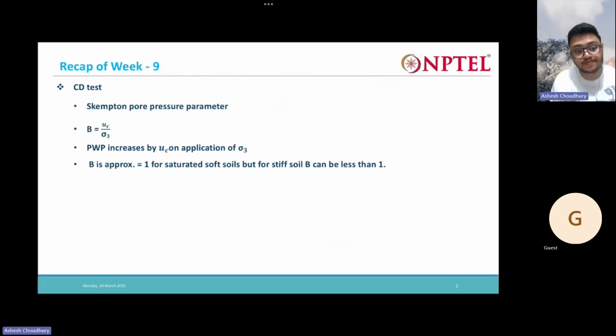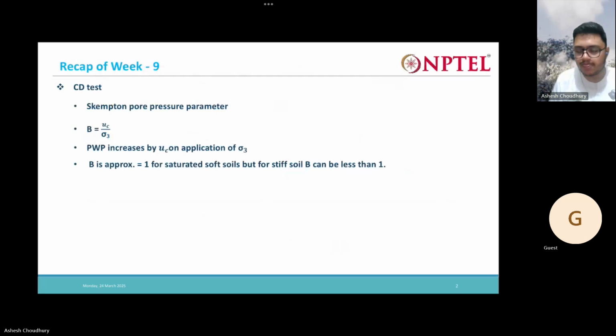So if you apply the sigma 3, you will check how much the U is increasing. Now for completely saturated soil, what will happen? Whatever confining stress we apply, that same amount of increase in pore water pressure will be coming, right? So if the soil is 100% saturated, the B is approximately equal to 1 for saturated soil.